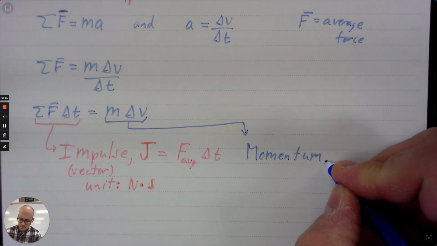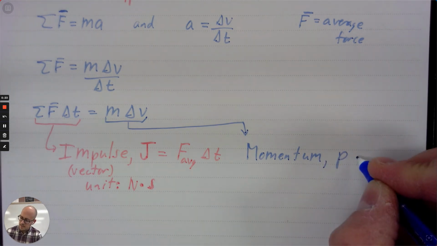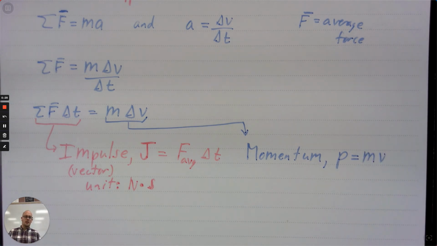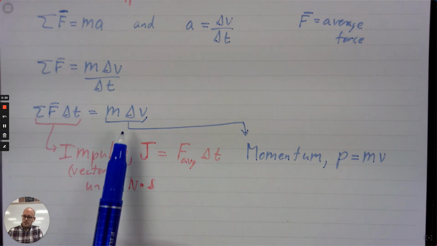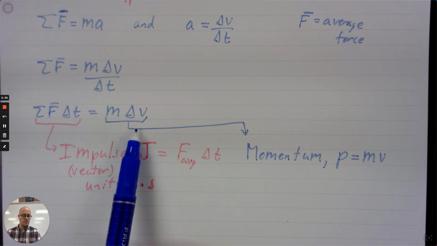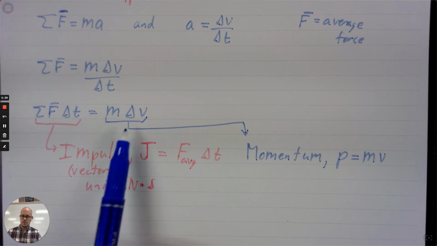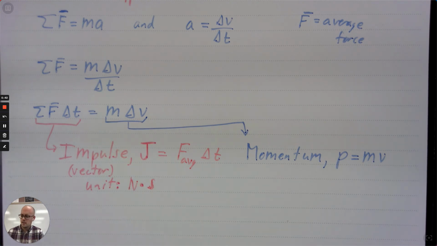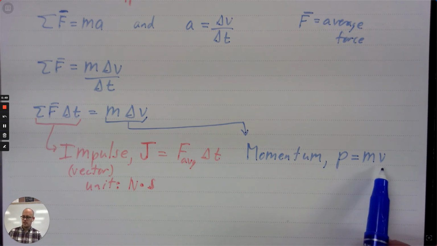Momentum gets the lowercase letter p, and it's equal to mass times velocity. So just a quick clarification that we will look at in a minute. This is delta v. So technically this would represent the change in momentum because velocity is changing. But if we take out the context and just say this m times v quantity, that is what is called momentum. So an object can have momentum as long as it has a mass and a velocity.